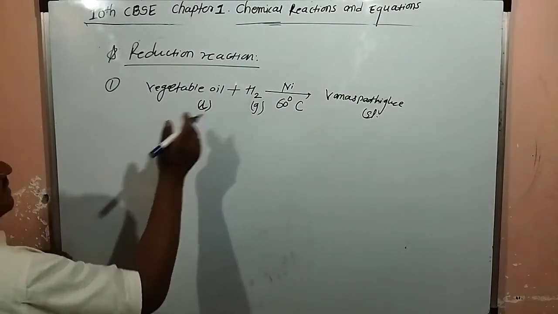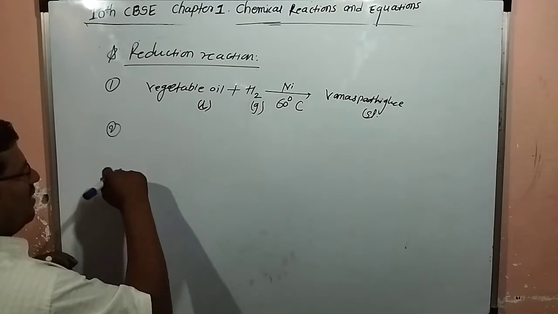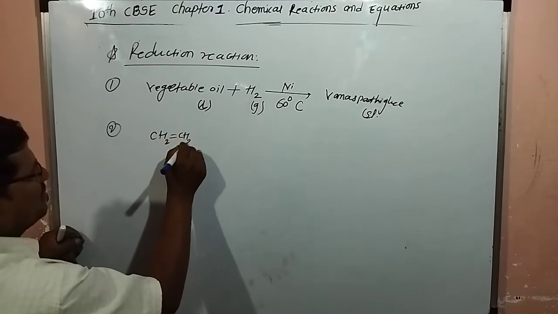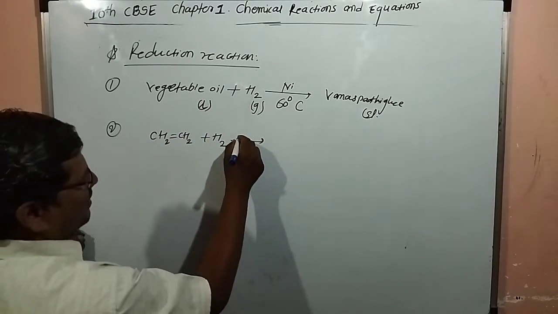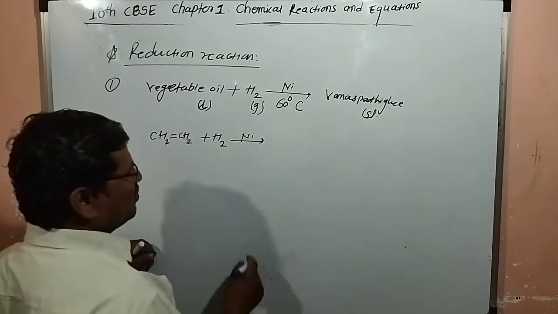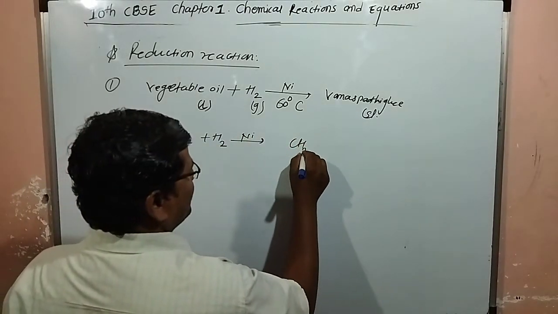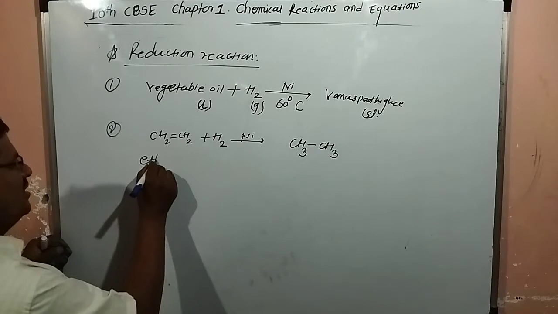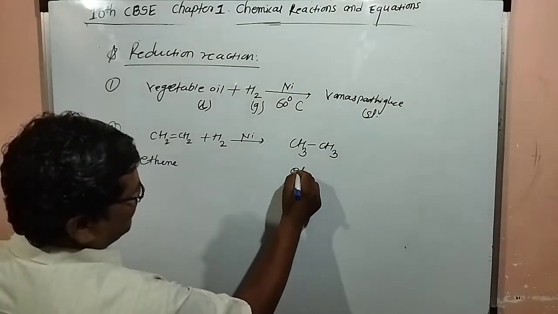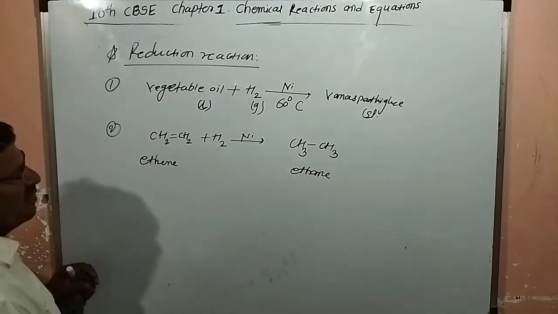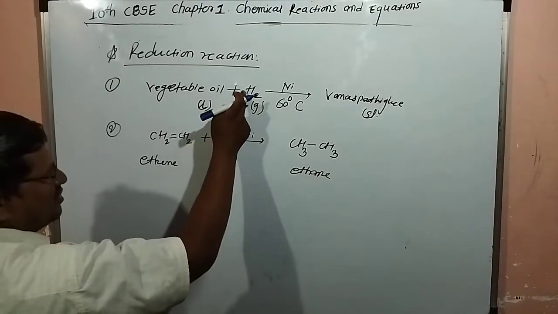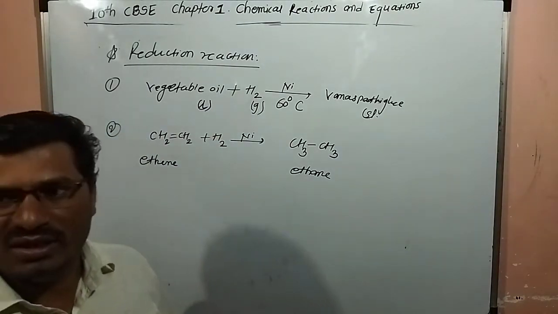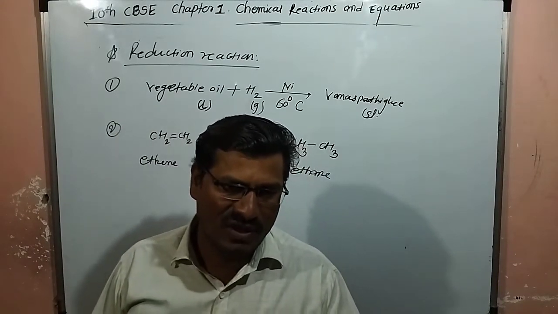So in this, hydrogen is added. Again, let's take another unsaturated compound. You will take CH2 double bond CH2 plus hydrogen gas, and here a nickel catalyst. So what will happen here? It will get converted into CH3-CH3. The name here is ethene, and here the name is ethane. If you see in both reactions, plus H2 is there, plus H2 is there. So hydrogen is added.